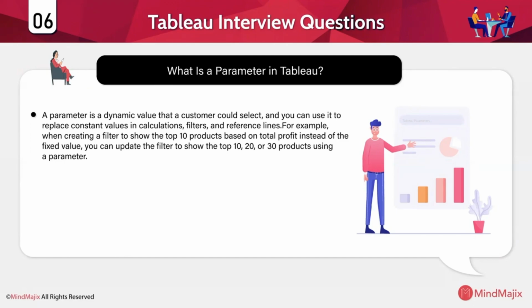And also you can give the example, like, when creating a filter to show the top 10 products based upon the total profit instead of a fixed value, you can update the filter to show the top 10, top 20 or top 30 products using a parameter. So that depends upon the parameter. I hope if you know some practical aspects of Tableau, you know how to apply a top 10, top 20 in a filter part.